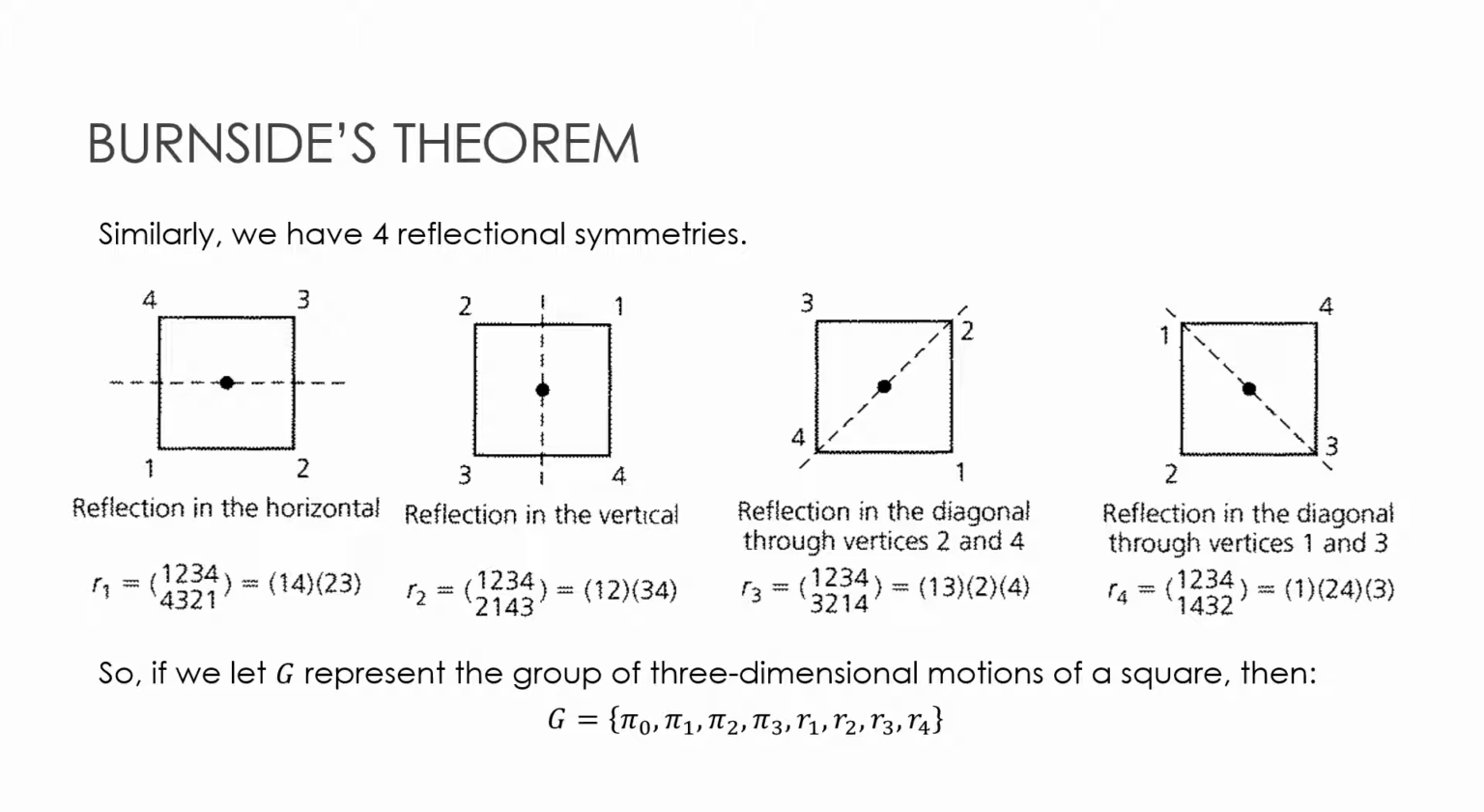If I look at the reflections, then I have the horizontal reflection, the vertical reflection, and again, I've got my permutation groups down here. I have the diagonal through vertices 2 and 4, and then the diagonal through vertices 1 and 3, and that's all of my reflectional symmetries. So again, G is just the group of motions, the group of reflections and rotations that I can use: pi 0, pi 1, pi 2, pi 3, and then R1, R2, R3, R4.